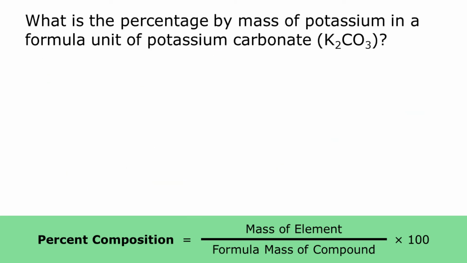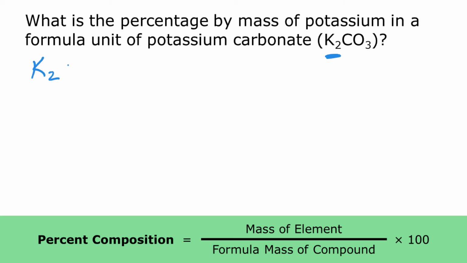And our final problem, what is the percentage by mass of potassium in a formula unit of potassium carbonate, K2CO3? So remember that we don't have molecules of ionic compounds, we have formula units because they form crystals, not individual molecules, so don't get thrown off by that. This is just a basic percent composition problem, and I want to know what the percent composition of potassium is in this. And remember, potassium has the symbol K.